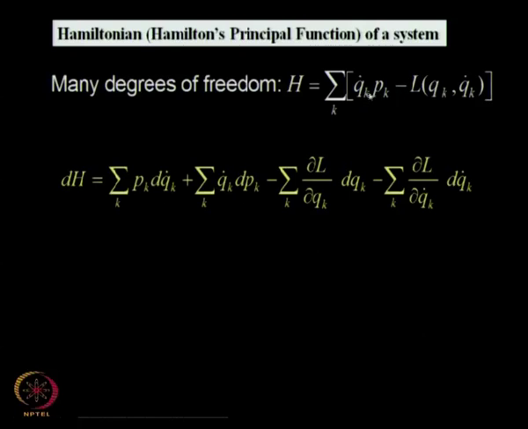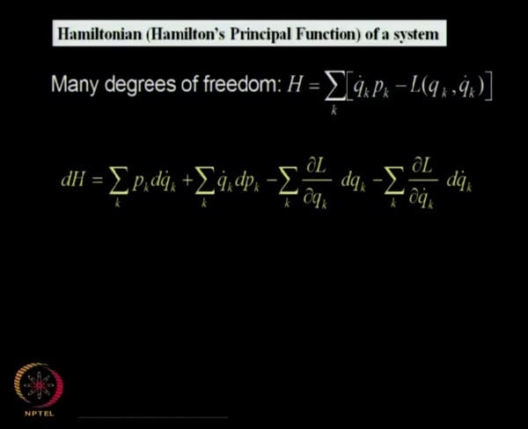So the change in the product qk dot pk will be a sum of the first two terms, and then you must subtract from this, because of this minus sign, the change in the Lagrangian, which will come because of the dependence of the Lagrangian on q and a change in q, and because of the dependence of the Lagrangian on the velocity and the change in velocity, and of course you must sum over all the degrees of freedom. So each term has been summed over k.